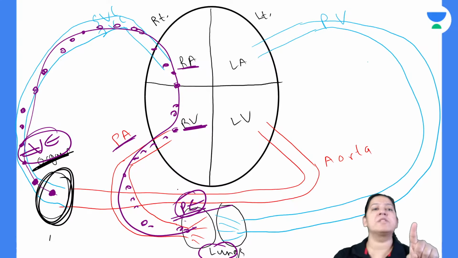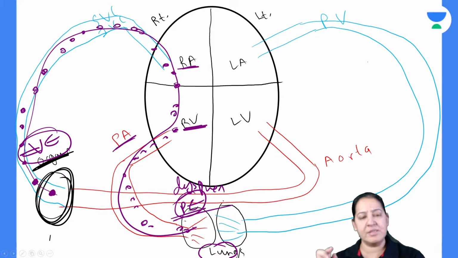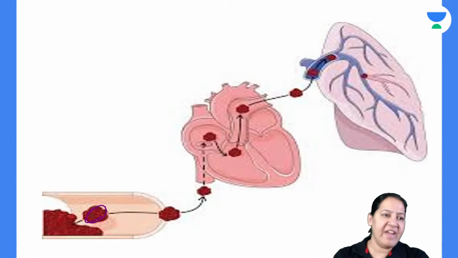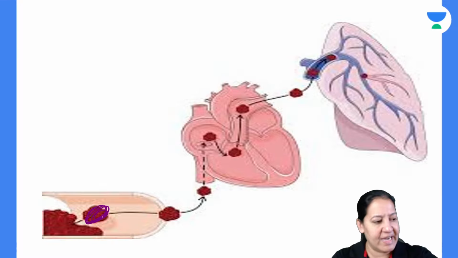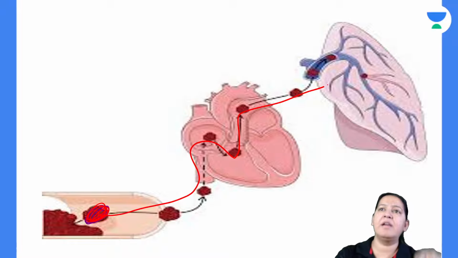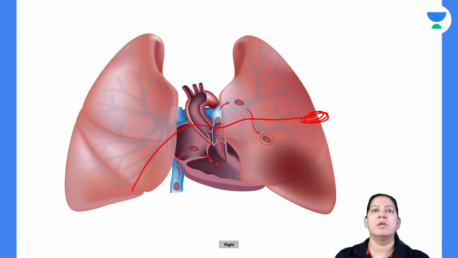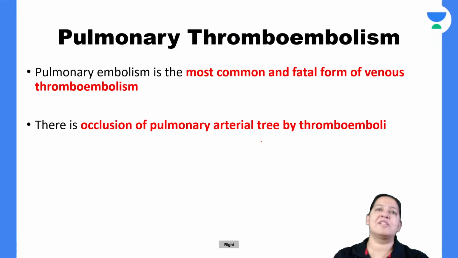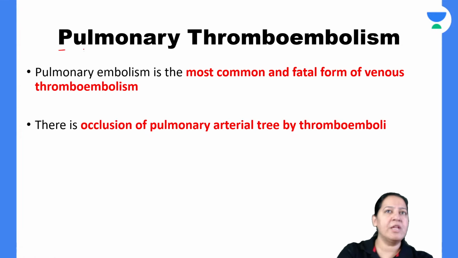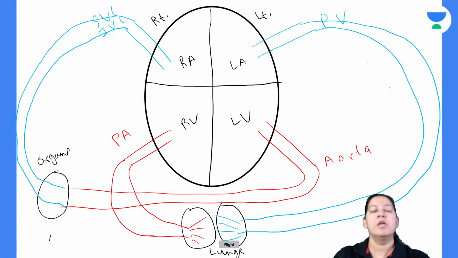In pulmonary embolism, the person will suddenly have dyspnea and the person can die. It can be an emergency. You got my point? That is the route. So from the vein, the embolus is moving to the right side of the heart and from there it is moving to the lung. So you can see from the vein, it is moving via the heart to the lung, causing respiratory distress to the person. So pulmonary thromboembolism is the most common and fatal form of venous embolism. So what is the summary?